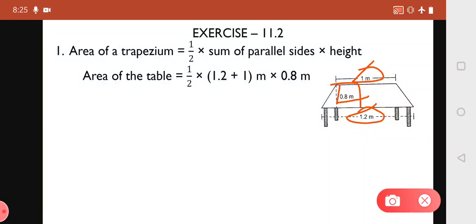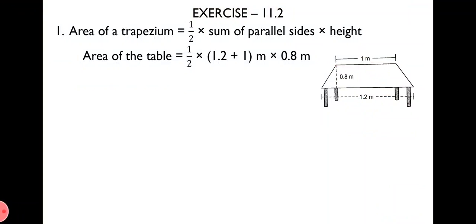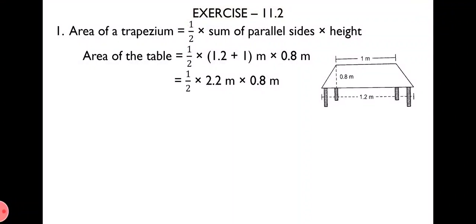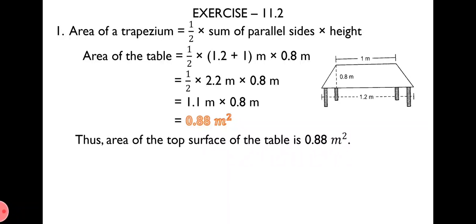So, we insert these values, that is half into 1.2 plus 1 into 0.8 meter, that is equal to, further solving, half into 2.2 meter into 0.8 meter. Now, here we can cut these two, 2 ones are and 2 1.1 will get. So, that is equal to 1.1 meter into 0.8 meter, that is equal to 0.88 meter square. Thus, area of the top surface of the table is 0.88 meter square.